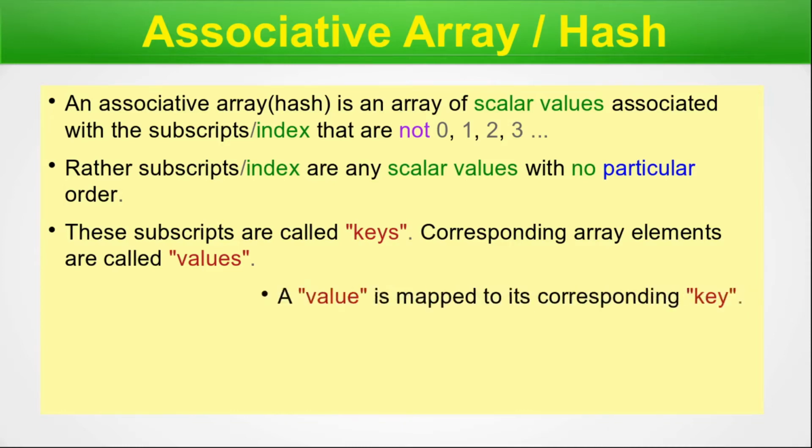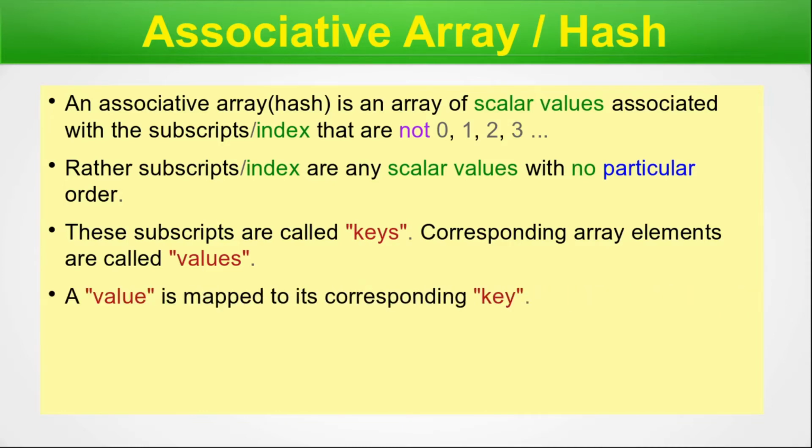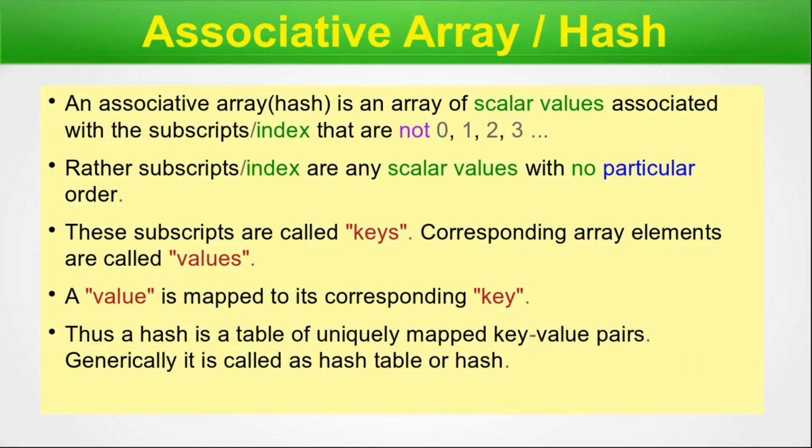A value is mapped to its corresponding key only. Thus, a hash is a table of uniquely mapped key value pairs. Generically, it is called a hash table or hash. So this means when you have a hash, you cannot have two entries with the same index. You can have only one entry with one particular index, whether this index is scalar or integer or any mix of these two.